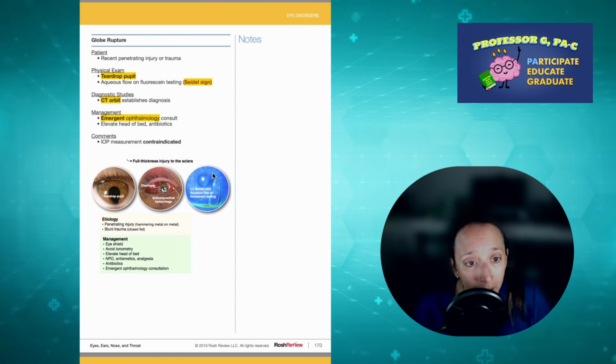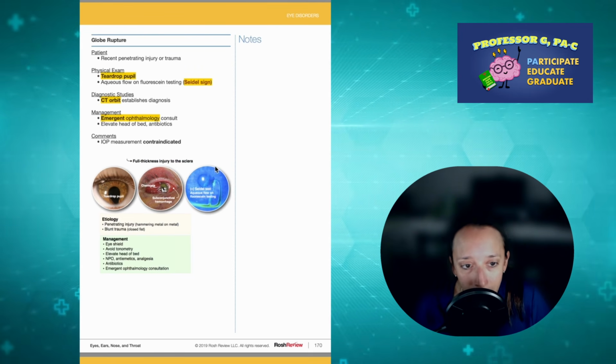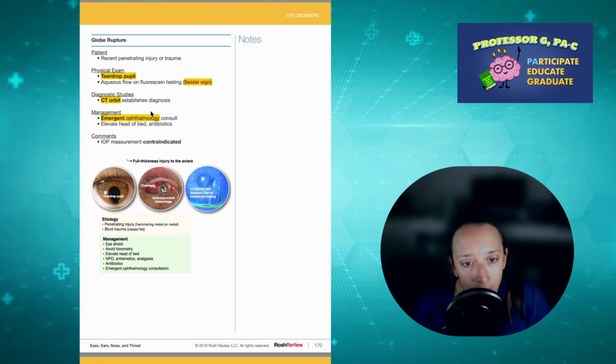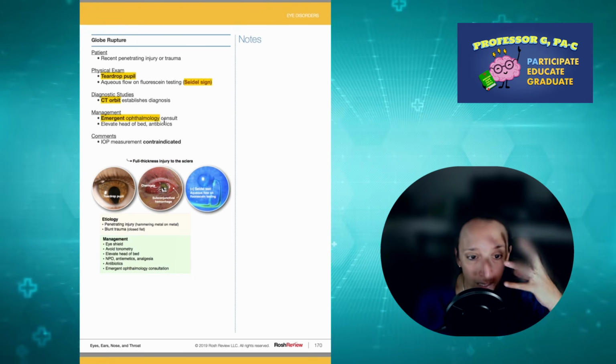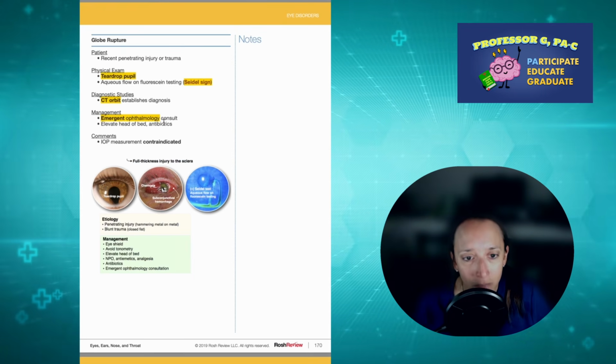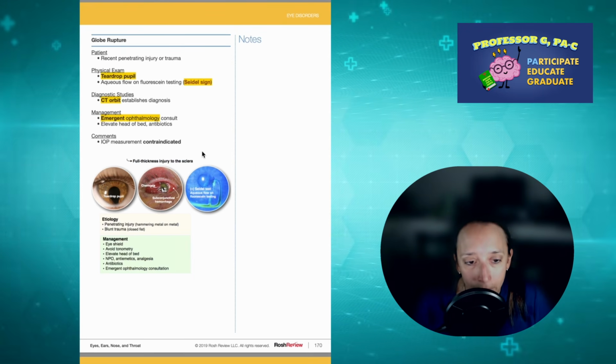What do we do when we have a globe rupture? Well, we might need to get a CT of the orbit to help us establish the diagnosis, and we'll need an emergent ophthalmology consult. We'll want to elevate the head of the bed, start them on antibiotics, and protect the eye with a rigid shield.